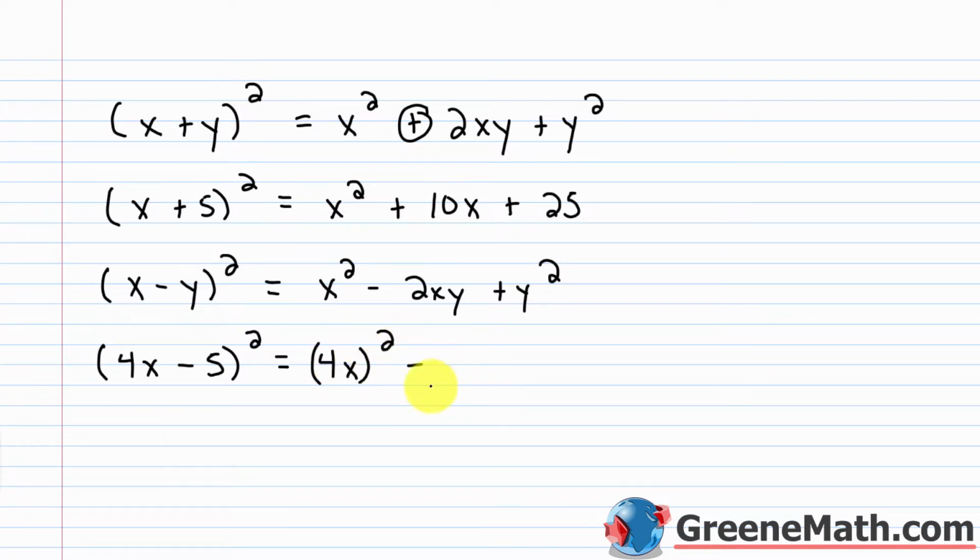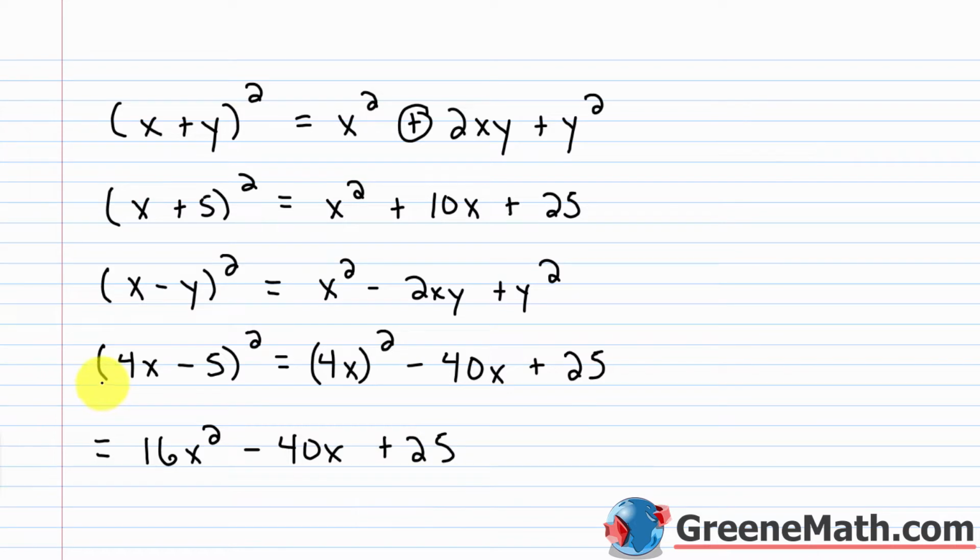Then minus the first term times the second term times 2. So 2 times 4 is 8, 8 times 5 is 40, then times x, so minus 40x. And then we have our final term, which is 5, that would be squared, so plus 25. To simplify this, 4 squared is 16, and x squared is just x squared. So this would be 16x squared minus 40x plus 25.